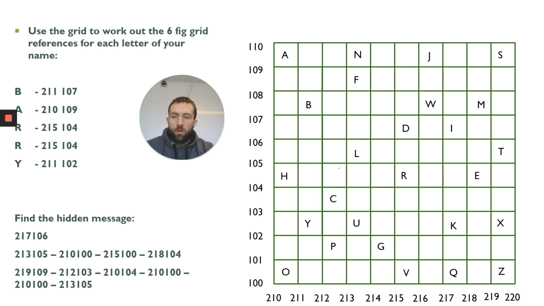And then what I want you to do is try and find this hidden message using the grid references. Alright, so I'm going to start you off with this one. 217106 gives me the letter I. Alright, and I want you to try and find the rest for me.